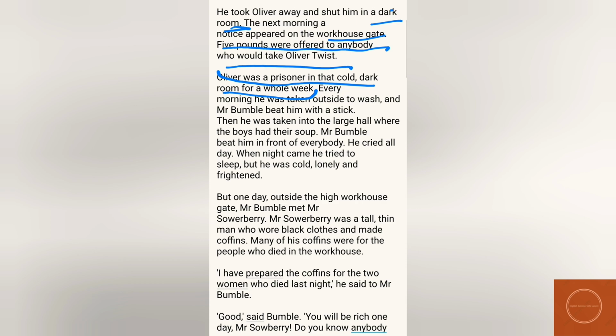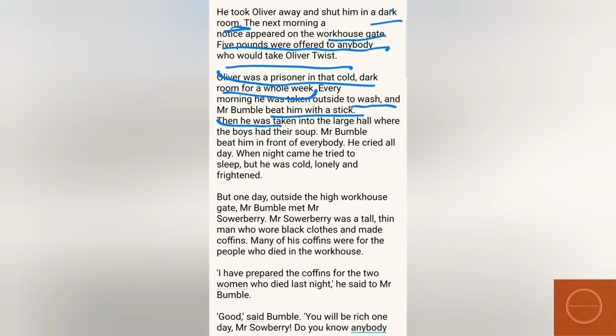Every morning he was taken outside to wash and Mr. Bumble beat him with a stick. Means why was this done? This all was done so that no other boy in the workhouse, no other orphan in the workhouse, would dare to even ask for more soup. That is why Oliver was being tortured as a prisoner, just to show others that you should not even ask for more soup. It is a very illegal kind of activity.